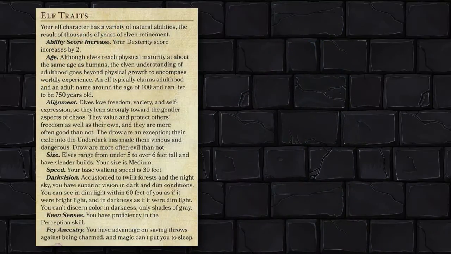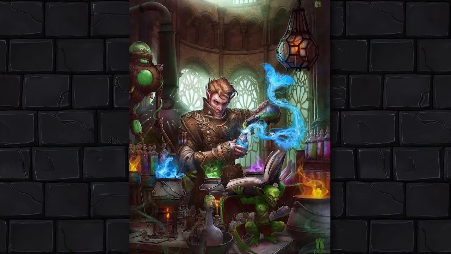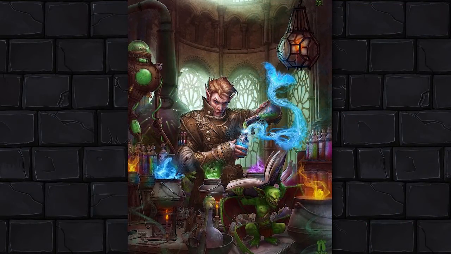Alignment, elves love freedom, variety, and self-expression, so they lean strongly towards the gentler aspects of chaos. Well, here's the thing. Elves are not all about the lawful side of things. They have rules, but they're not laws. They're more like ancient traditions and things that would point you in the right direction instead of telling you what's right and wrong.